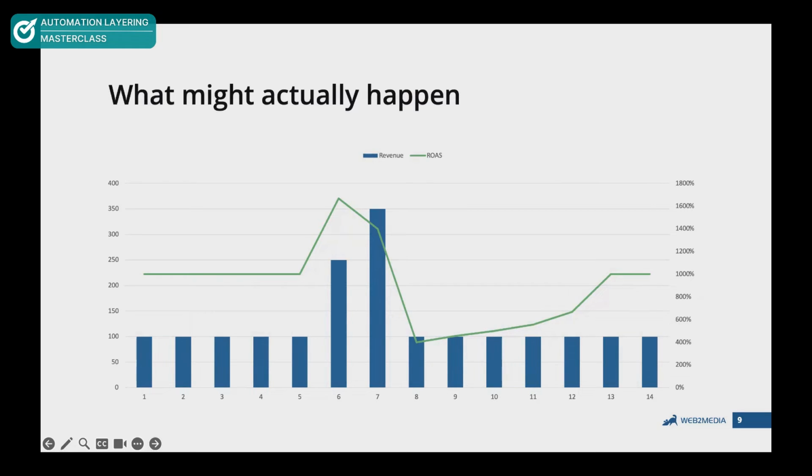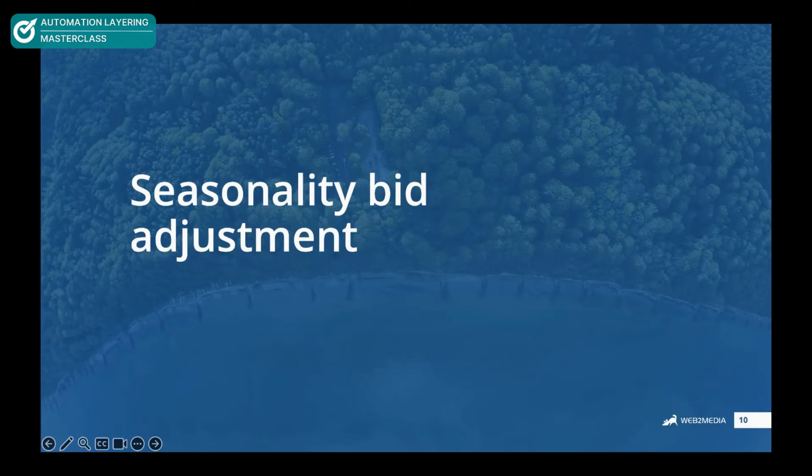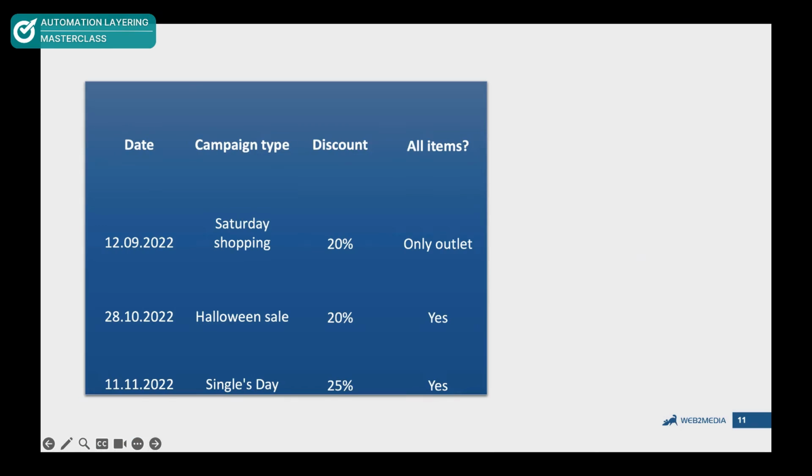So we do not want that to happen. We've been blessed with the seasonality bid adjustment tool from Google. That's really good to use when you can predict these changes to the conversion rate beforehand. And we try to make a system to predict these increases in conversion rate based on previous promotions. So it could look like this, where we have a 20% discount on a Saturday only for the outlet products. We have a Halloween sale coming up at the end of October, and then of course Singles Day on the 11th of November. So during these sales, we see that the conversion rate might increase, and this is based on previous sales periods as well.